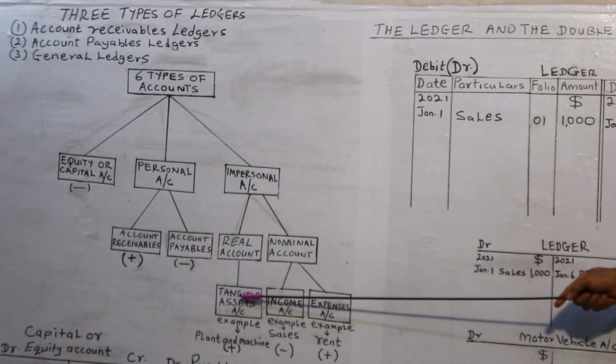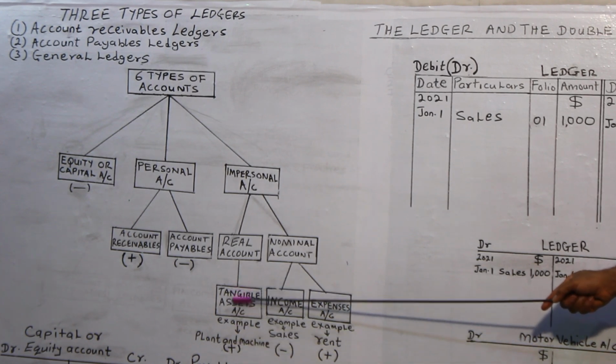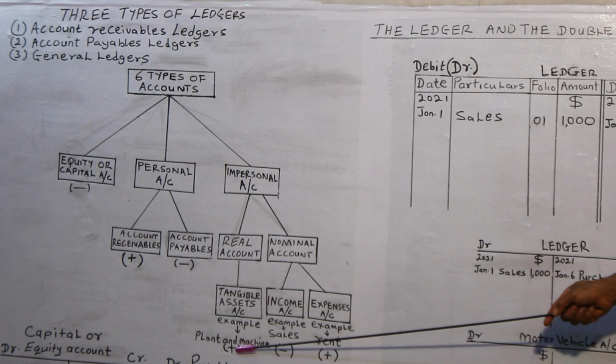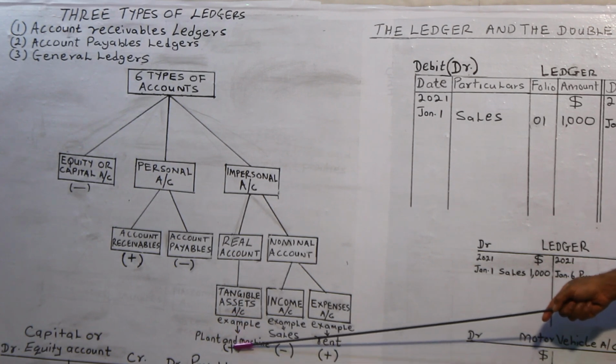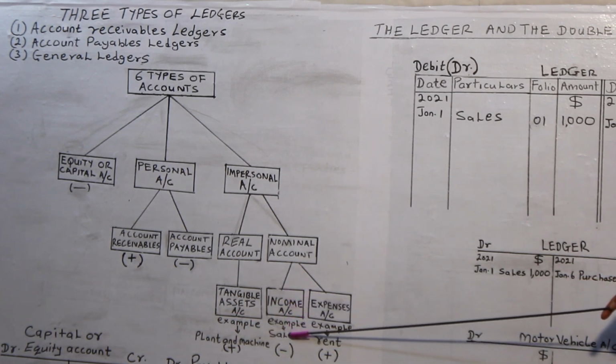Then here we have asset account. It's a receiving account because anytime we spend money to buy assets, it is the asset account that receives such value. So assets are positive. That means they are receiving accounts. Then we also have the income account. Sales is an income account.